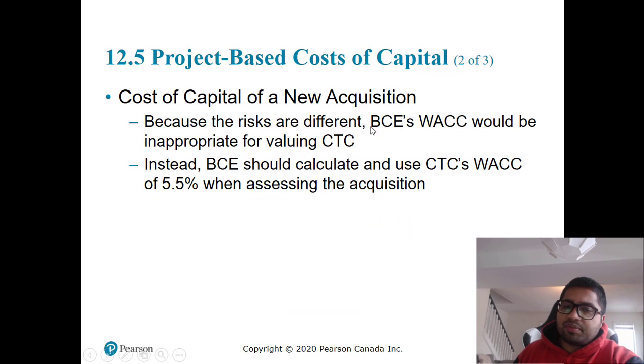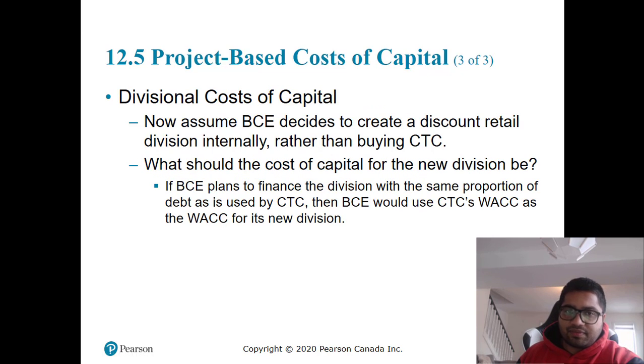Because the risks are different, BCE's WACC would be inappropriate for valuing CTC, Canadian Tire. Instead, BCE should calculate and use CTC's Canadian Tire WACC of 5.5% when assessing the acquisition. Now assume BCE decides to create its own discount retail business internally, rather than buying Canadian Tire. Then you have to find the right WACC structure for Canadian Tire and use that for valuing the internal creation.